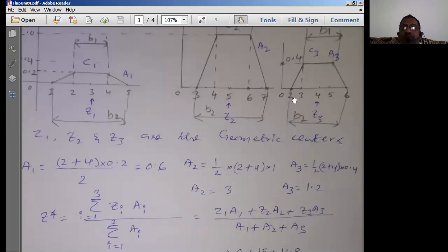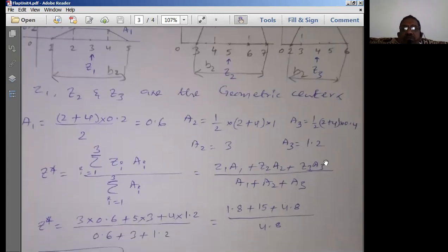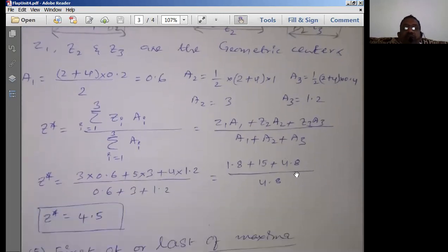B1 is nothing but 5 minus 3, 2. B2 is nothing but 6 minus 2, 4, into 0.4, which is the height of the trapezoid. A3 is equal to 1.2. Then substitute all these three, A1, A2, A3, in the given formula for us.